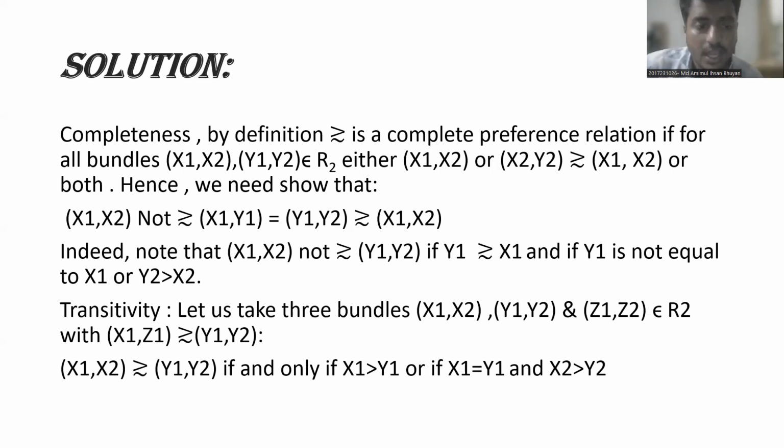we have to talk about transitivity. We have to make three bundles. Now we have the three bundles (x1, x2), (y1, y2) and (z1, z2), that belong to R square, with (x1, x2) greater than or indifferent to (y1, y2). These are the processes.